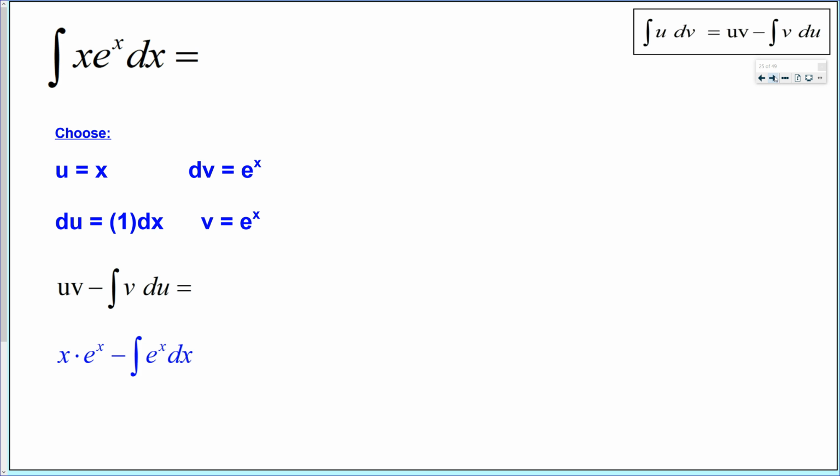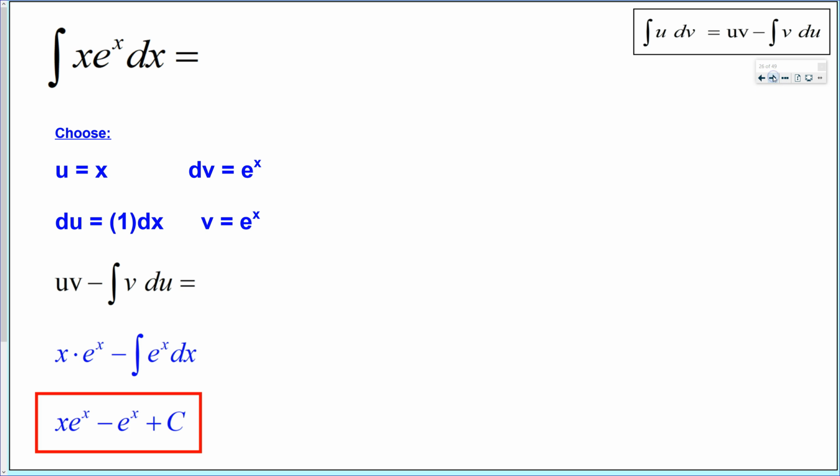So if we just finish this problem off, we have to still evaluate that integral, and put a constant of integration right there. So the integral of e to the x is e to the x, and then add a constant of integration, and that problem is done.